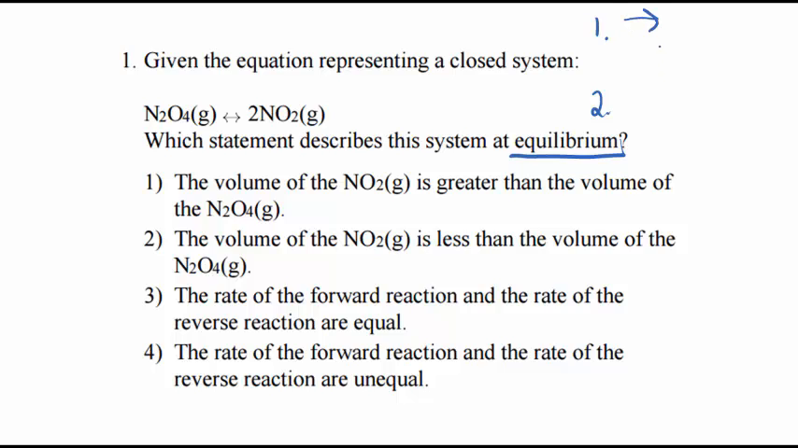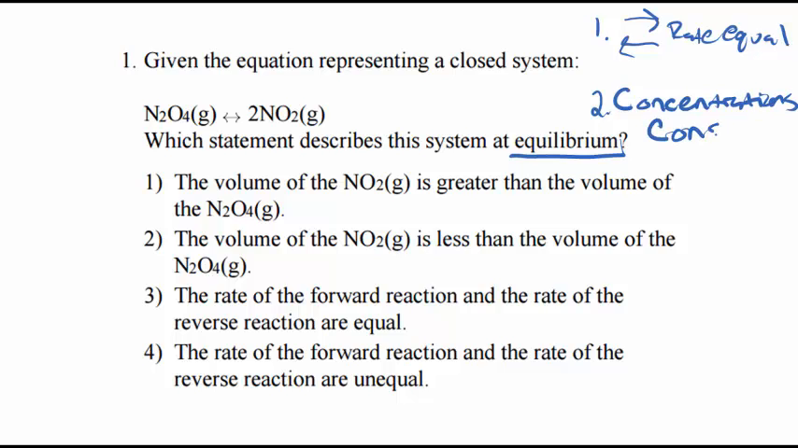And the first one is that the forward reaction and the reverse reaction rates must be equal. Okay, equilibrium means forward and reverse reaction rates are equal. Second thing that equilibrium means is that the concentrations of reactants and products must be constant. So we have equal forward and reverse reaction rates, and we have constant concentrations.